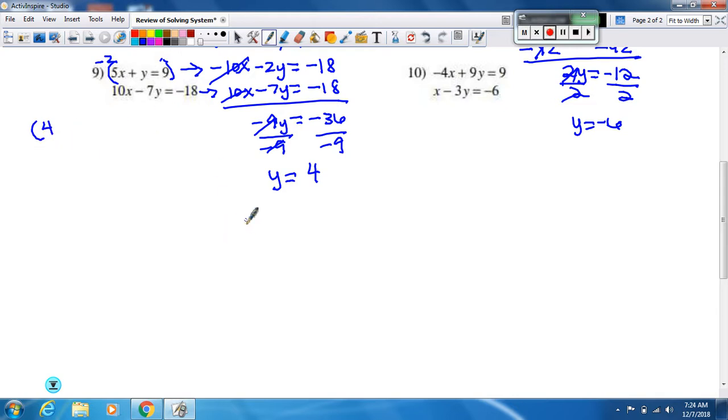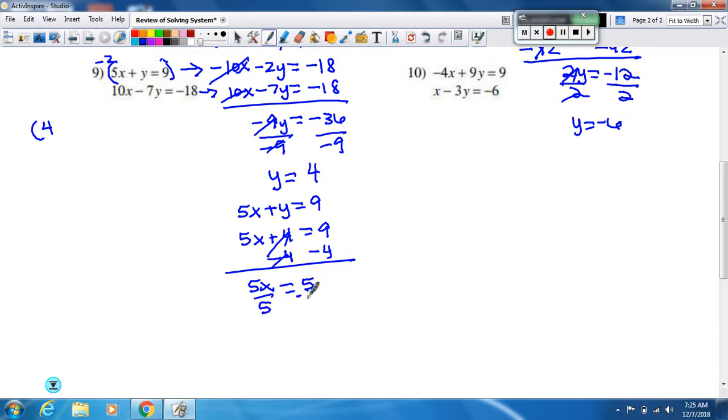Okay, so then I'm going to choose to work with the original top equation. So 5x plus y equals 9. But I know that y is 4, so I can say 5x plus 4 equals 9. Subtract 4 from both sides. 5x, opposites cancel, equals 9 take away 4, which is 5. Divide both sides by 5. Top cancels with bottom. 5 divided by 5 is 1. So I'm sorry, I wrote the y value in the wrong spot. It's got to be alphabetical order. So x is first. So x is 1 and y is 4.